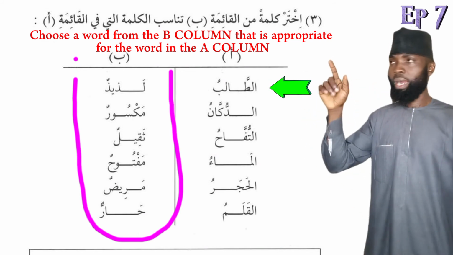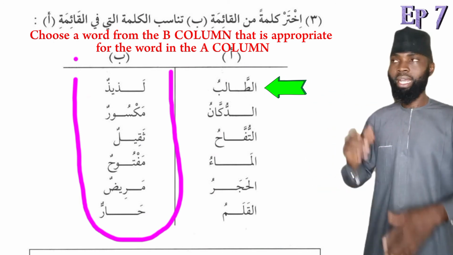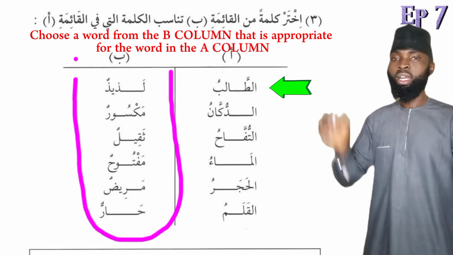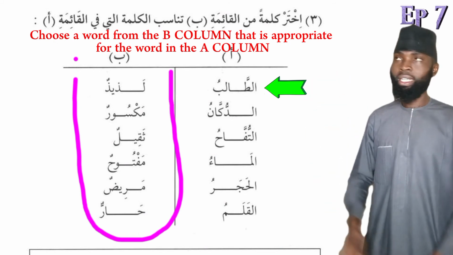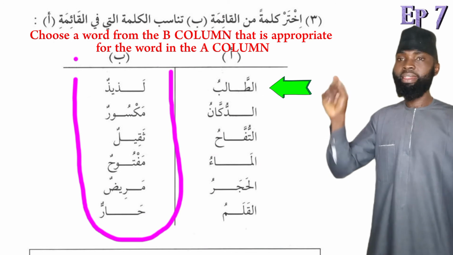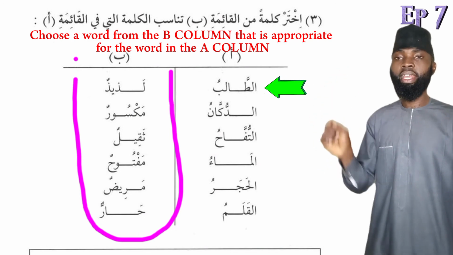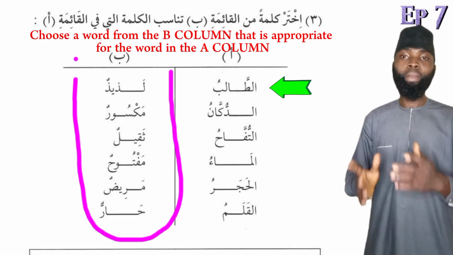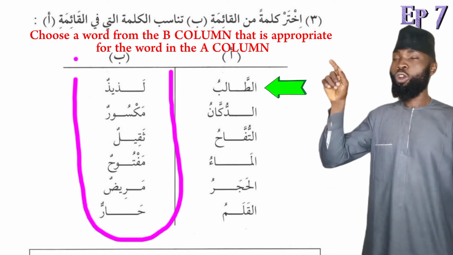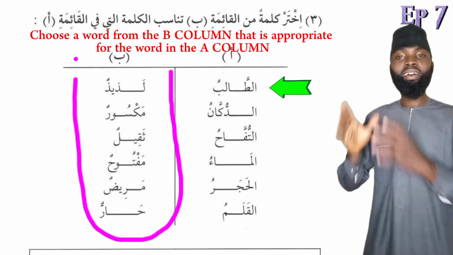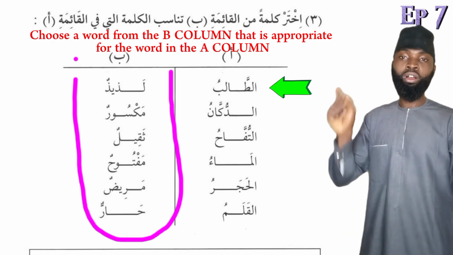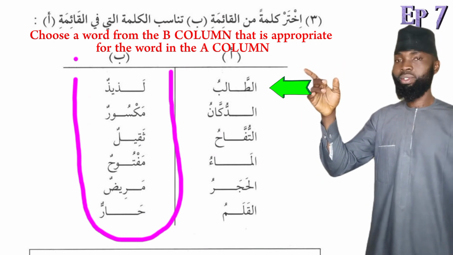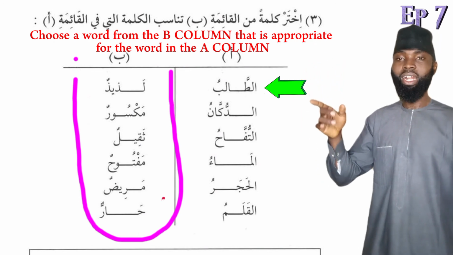We can see that the column alif, all the words there begin with at-talib, at-talibu, ad-dukanu, at-tufahu, al-ma'u, al-hajaru, al-qalamu. These words are definite words. Looking at the column ba, we see ladhidun, maksurun, thaqilun, maftuhun, maridun, harrun. All these words are adjectives. So meaning we should choose a word that will best describe the words on the column alif. So the word at-talibu, which word will describe this? Let's look at these words. Ladhidun, maksurun, thaqilun, maftuhun, maridun, harrun.